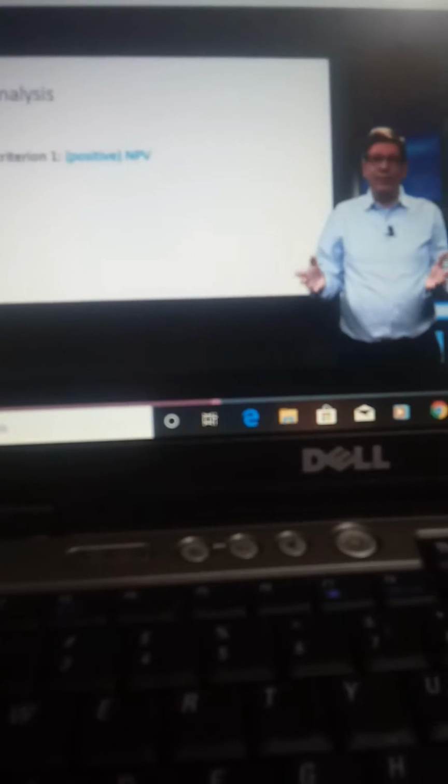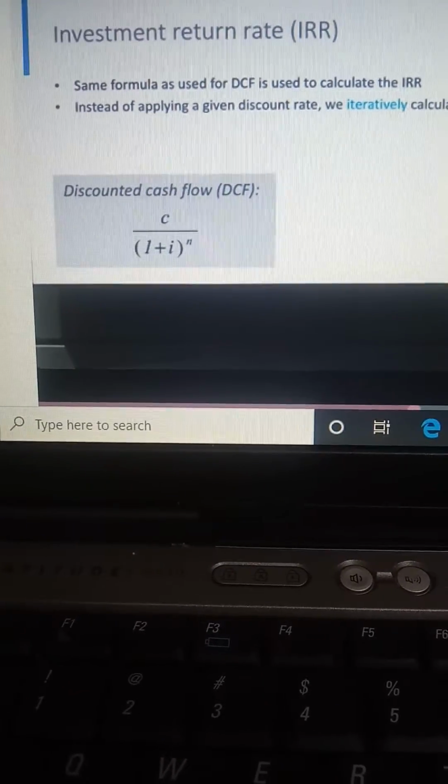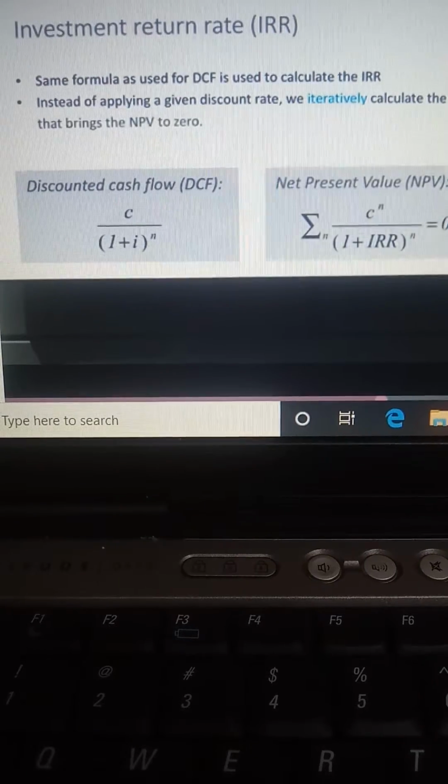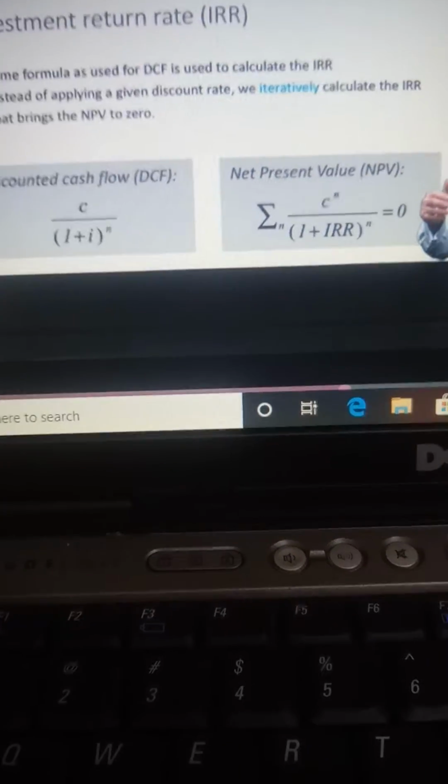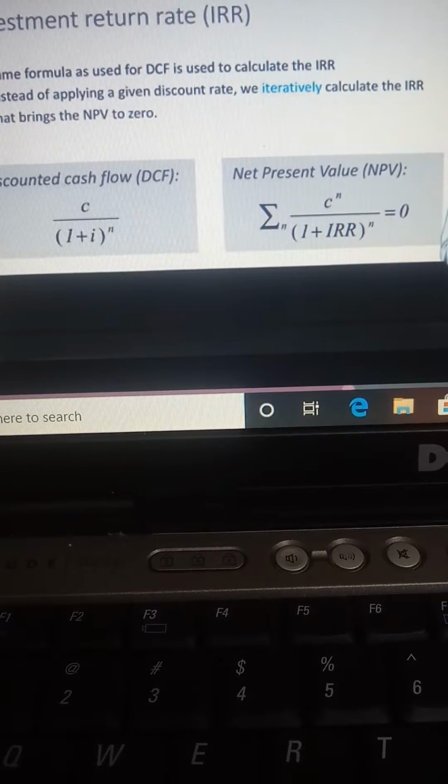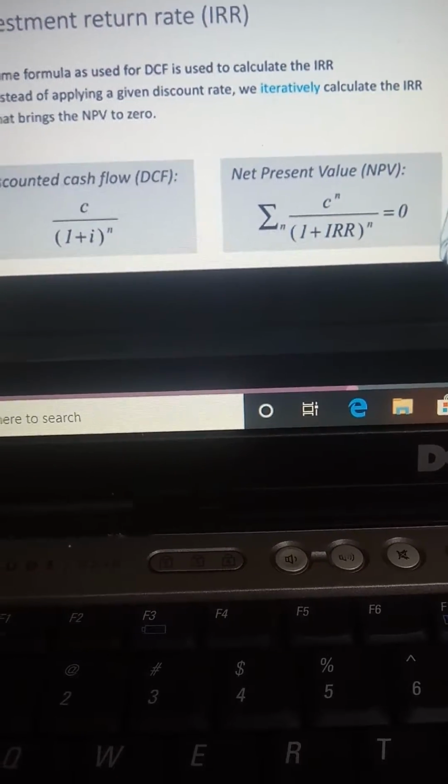Now we want to determine what rate of return our investment is expected to generate, because a higher return is generally more attractive than a lower one. The second criterion that investors apply is the internal rate of return, or the IRR. We can use the same formula to calculate this, but now, instead of applying a given discount rate, we ask what rate will make the NPV zero. This is an iterative calculation in which we seek the right discount rate.